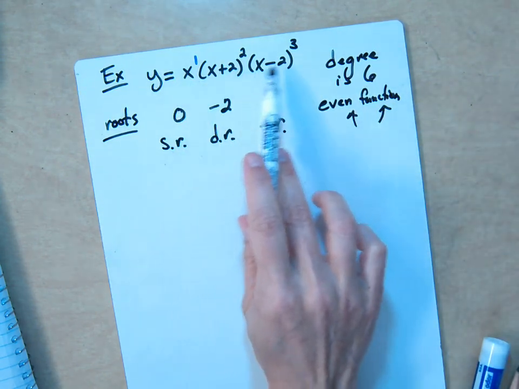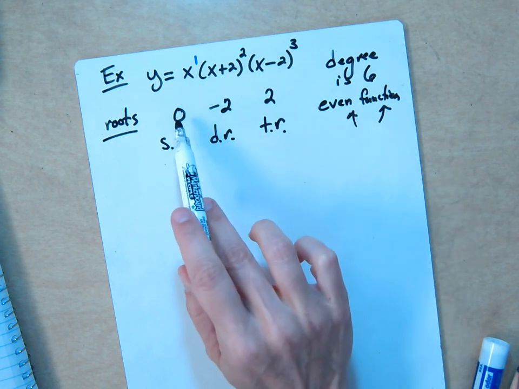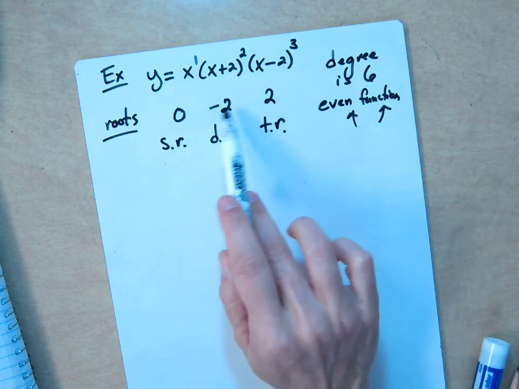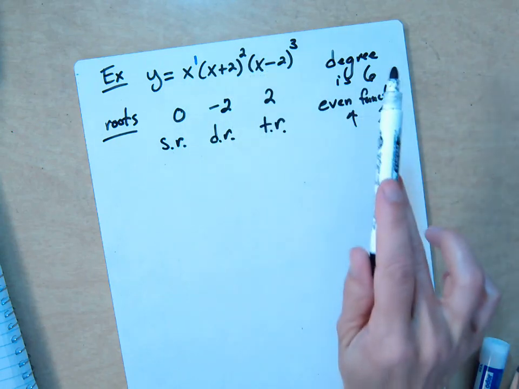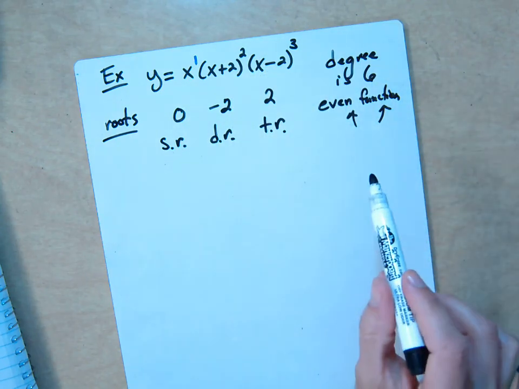So these are each of the factors. Each factor gives you a solution or a root. This is a single root because it's raised to the 1 power. That's a double root, raised to the 2 power. Triple root, raised to the 3rd power.